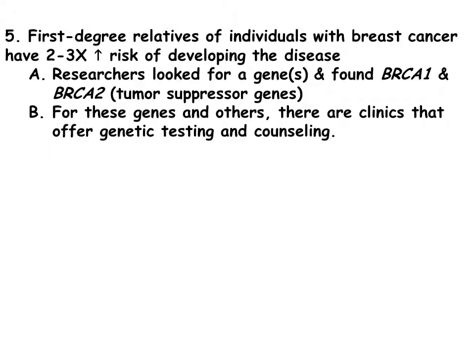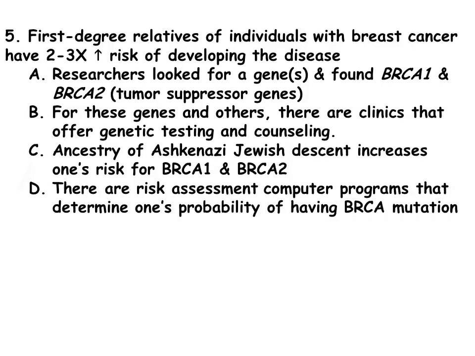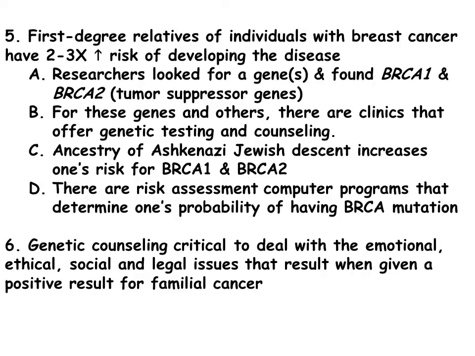Well, for things like the BRCA1 and other genes, there are clinics that can offer this genetic testing, but also the counseling. That's very important as well. If someone is of Ashkenazi Jewish descent, they also have an increased risk for this, so testing, as we learned in a previous chapter, can be important for this. And there are actually computer programs that can determine one's probability of having a BRCA mutation based on family background and things like that. So you can put that in there. But genetic counseling is really critical to any kind of risk assessment when you're dealing with cancer.